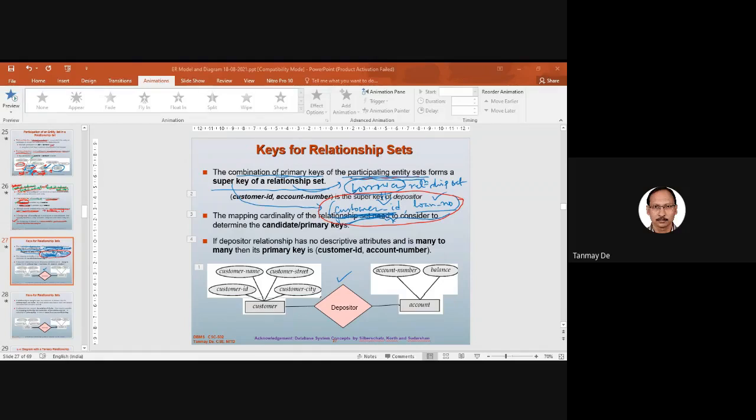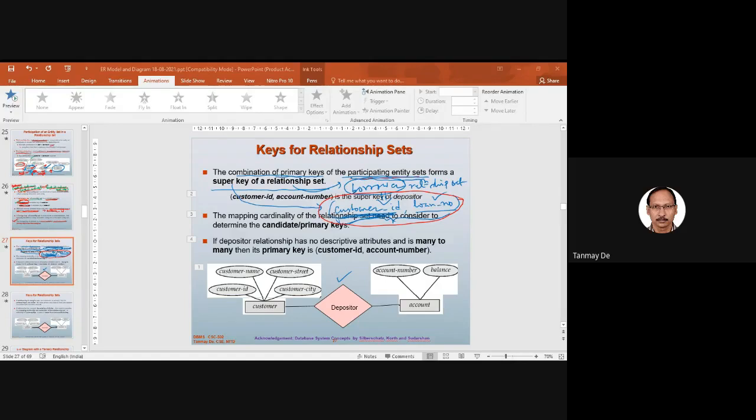So here you can see the depositor is the relationship set. The depositor relationship set associates two entity sets. What are the names of those entity sets? Customer and account. The customer entity set and the account entity set. In the customer entity set, customer ID is the primary key, and here account number is the primary key. So what is the super key of the depositor relationship?